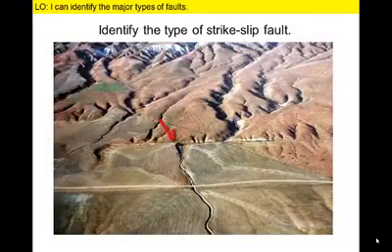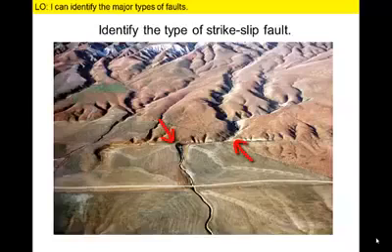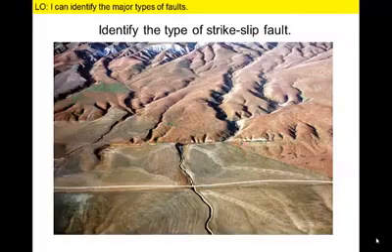Is this stream valley offset by a right or left lateral strike-slip fault? In this case, you'll notice that the stream in the upper part of the image is offset to the right of the stream in the lower part of the image, making it a right lateral fault. This is the San Andreas fault.